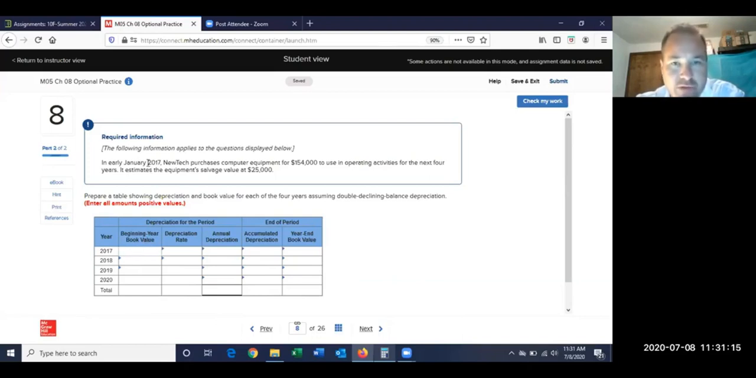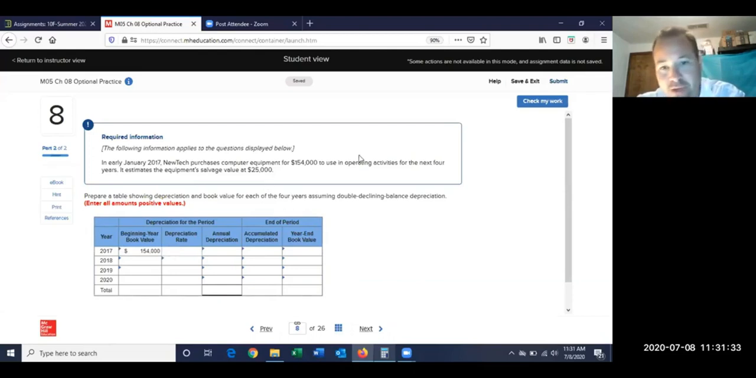The beginning of the year, so that's good. We don't have to do any partial year. We purchased equipment for the 154, and we're going to use it for 4 years. Equipment value of 25 grand, or salvage value. So beginning is 154, that's simple enough.